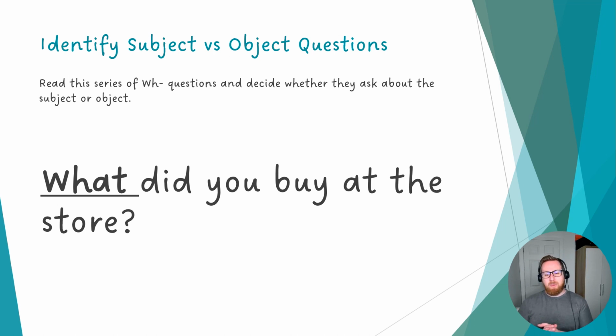Let's take a look at this one. What did you buy at the store? Are we thinking about the subject or the object? What did you buy at the store? So we have did. It's object based. We're using an auxiliary verb. What did you buy at the store? What is the item?